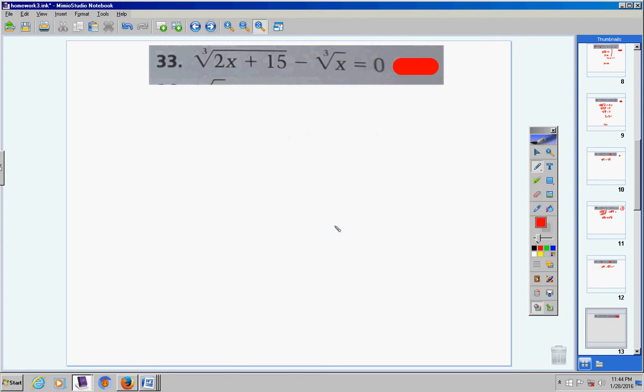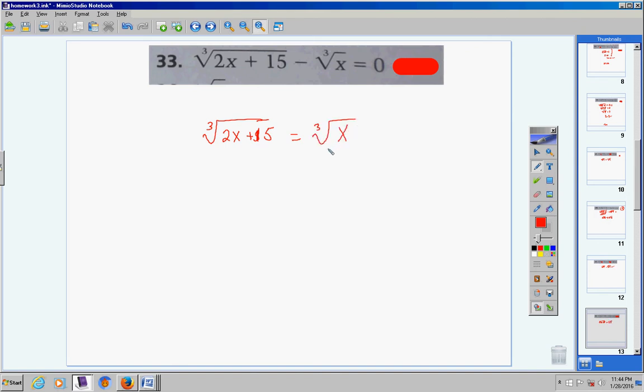Now, I have a radical equation. Obviously I have 2 radicals in this equation. So I would recommend moving one of the radicals to the other side. We have to isolate this radical or this radical. I would move the negative radical over so that it becomes positive. So we have the cube root of 2x plus 15 equals, now we bring this over, equals the cube root of x.